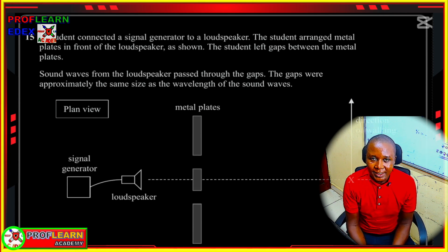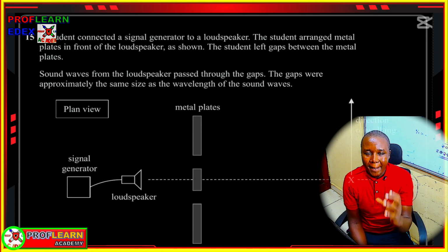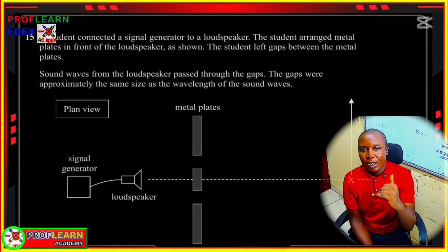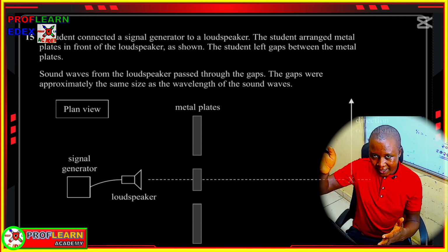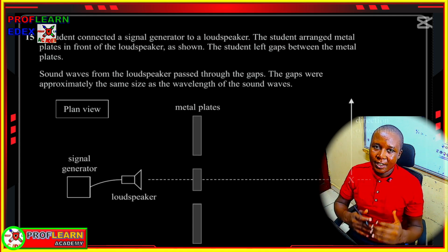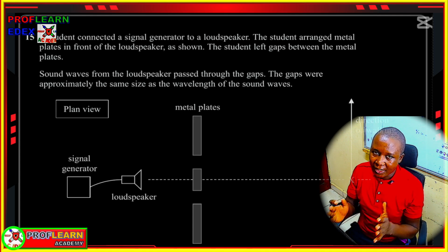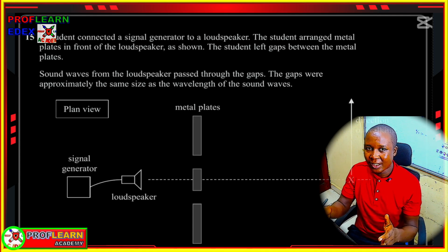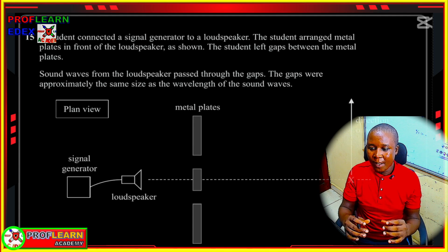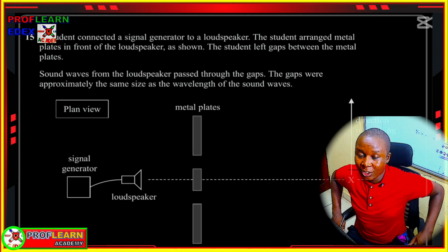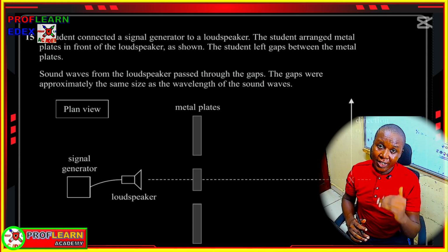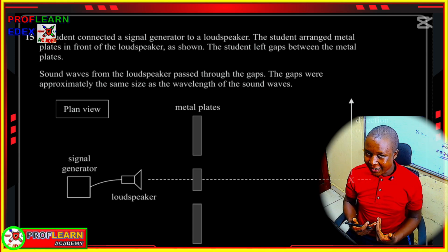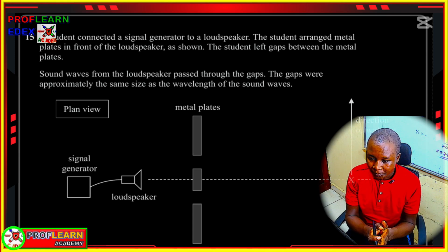Something that we need to understand when we were talking about the double slit experiment: the two waves must be coherent for us to have bright and dark fringes formed on the screen. Coherence means the waves have a constant phase difference. They have the same frequency, so we have to ensure the waves through the double slits have a constant phase difference, and in that case we say they are coherent waves.